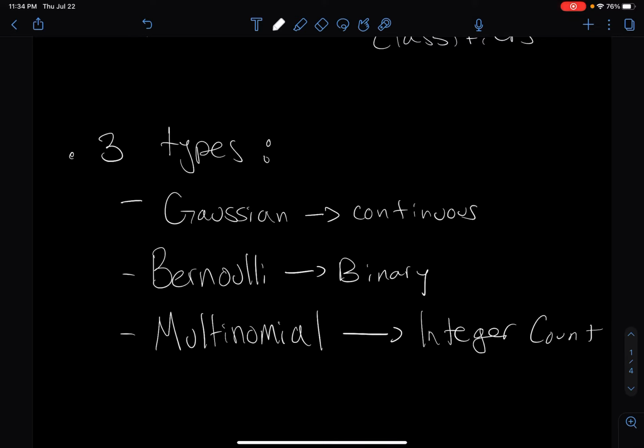Bernoulli is essentially for binary data, yes or no, positive or negative, 1 or 0. If that's the type of data that you're working with, Bernoulli is probably the one that you want to try out first. And the third one is multinomial, which is typically for integer counts. For example, if you wanted to look at the number of times the word free comes up in an email, right? If you wanted to make a classifier that could detect spam emails, then you want to count the number of times free appears versus the number of times you see manager or Saturday in the emails.